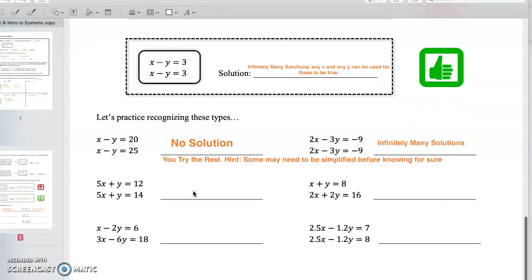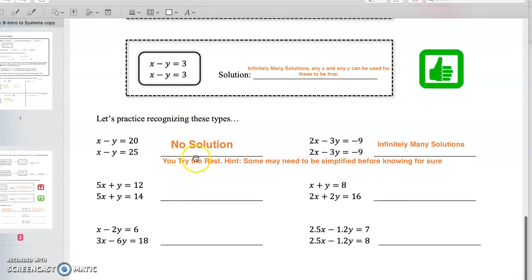Okay. All right. Last but not least, we are going to ask you to try to identify it. Okay. And we want to see if you know if it's a no solution or an infinitely many solutions. And again, some of them you might have to simplify. One of them, for example, is this one. You might have to simplify it to know for a fact if it's true.